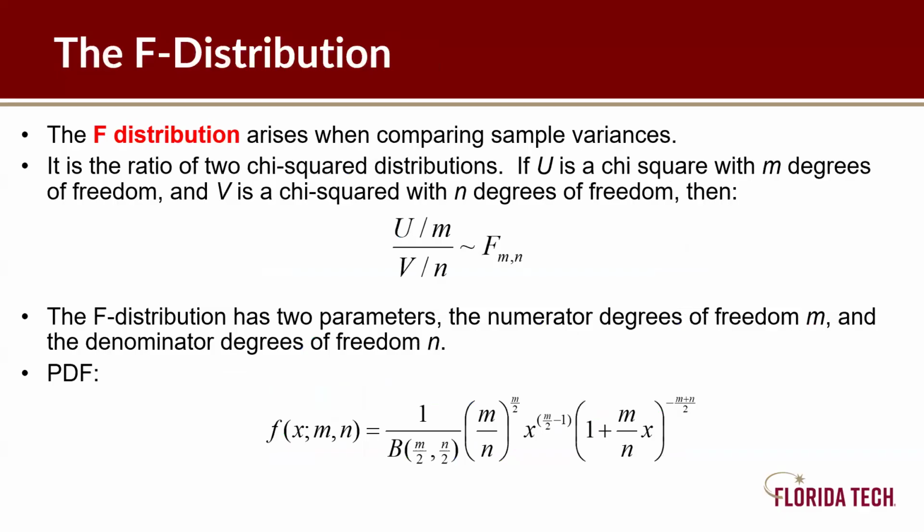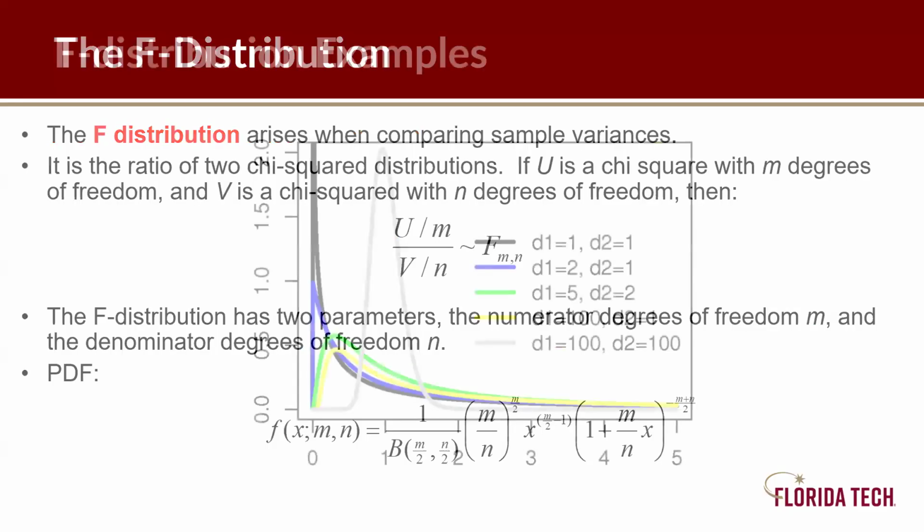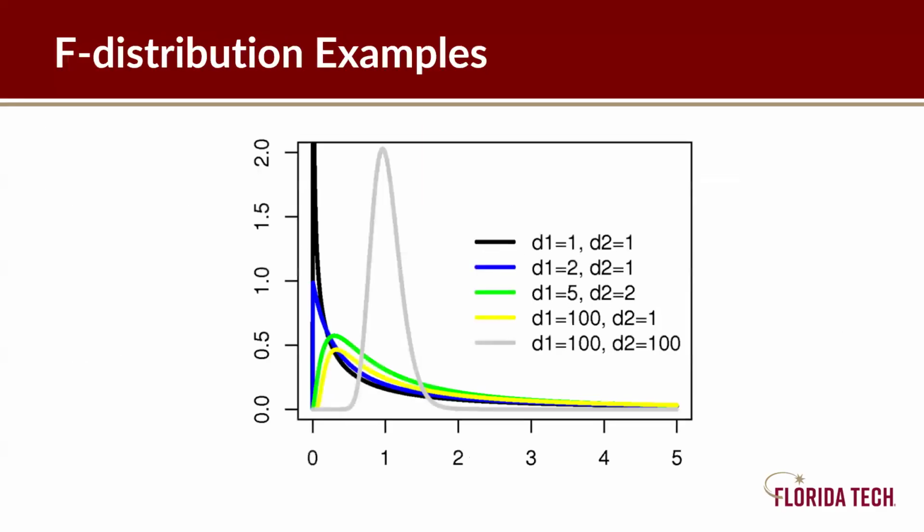The F distribution is our other key sampling distribution. It arises when comparing variances. It's the ratio of two chi-squareds. So if U is a chi-squared with m degrees of freedom and V is a chi-squared with n degrees of freedom, then (U over m) divided by (V over n) is an F distribution on m and n degrees of freedom. There's the PDF, where that B is the beta function. And this is what the different F's look like.